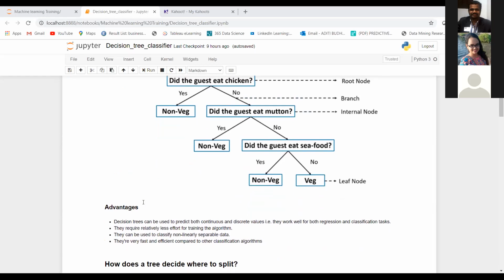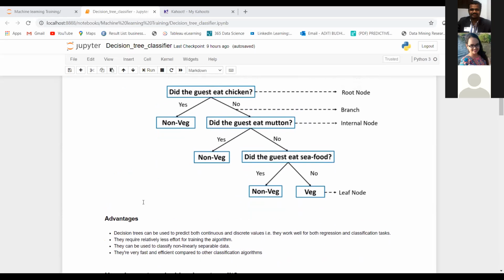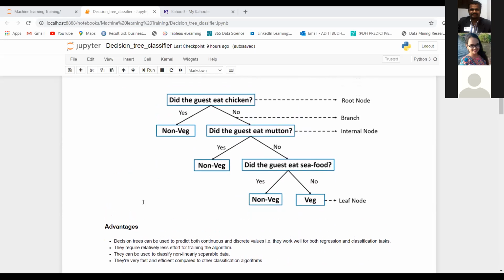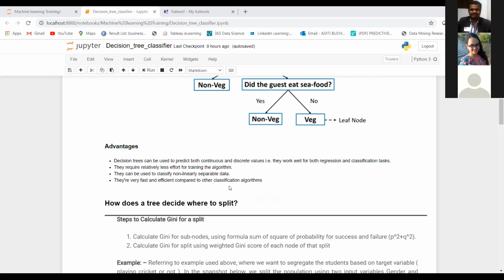Now let us understand how a decision tree decides which feature it should use in order to split your data set. Let's say, how did my decision tree decide that whether the guest has eaten chicken or not should be my root node? That is my first split. Where should my first split happen? How does our decision tree decide this? Let us learn how it decides.